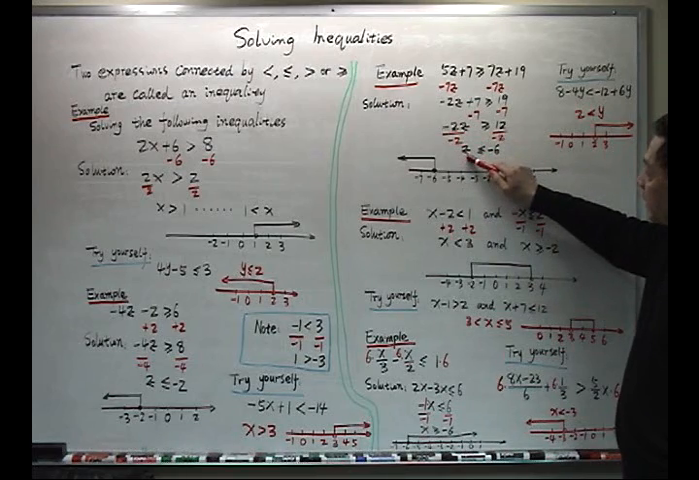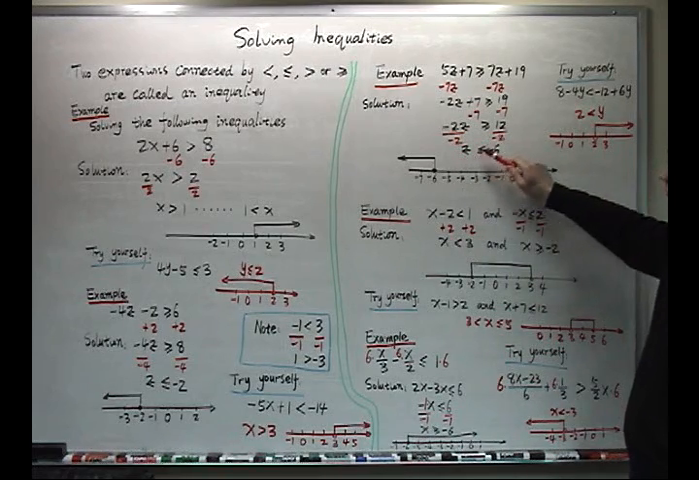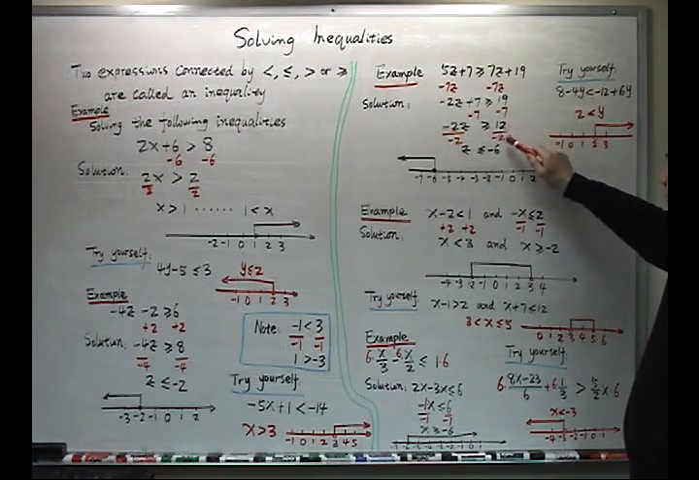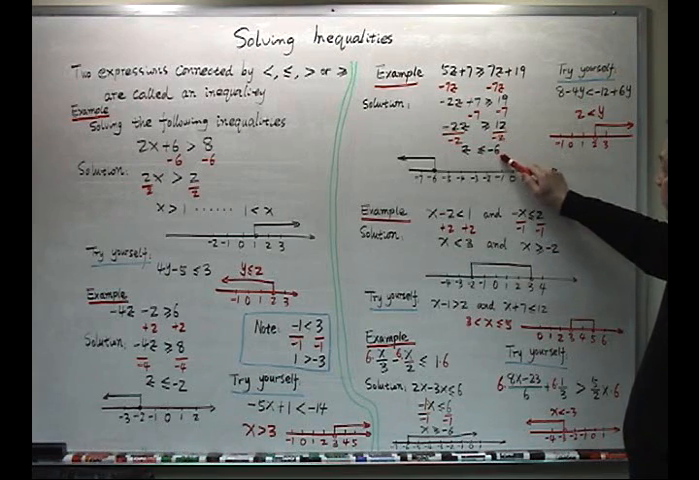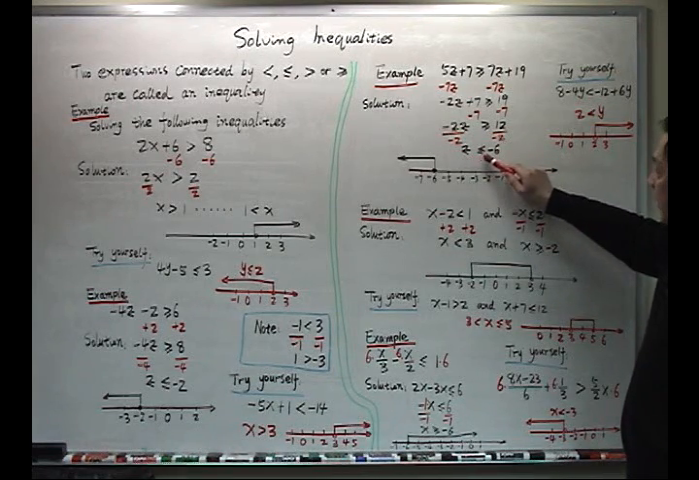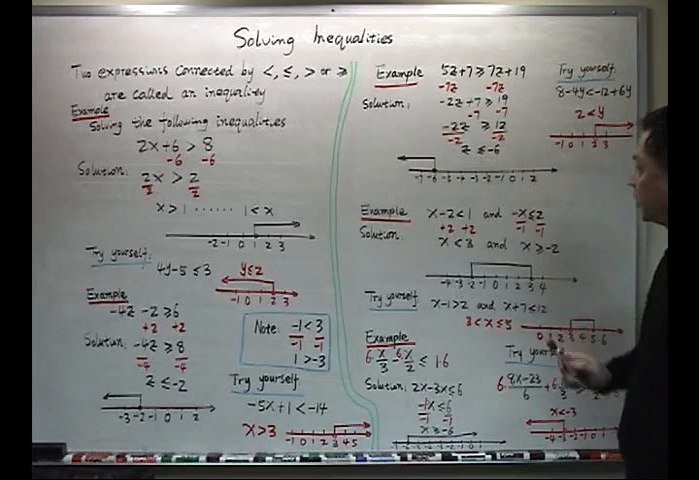-2 cancel each other, you have a z on the left. 12 divided by -2, you have -6. So z is less than or equal to -6.